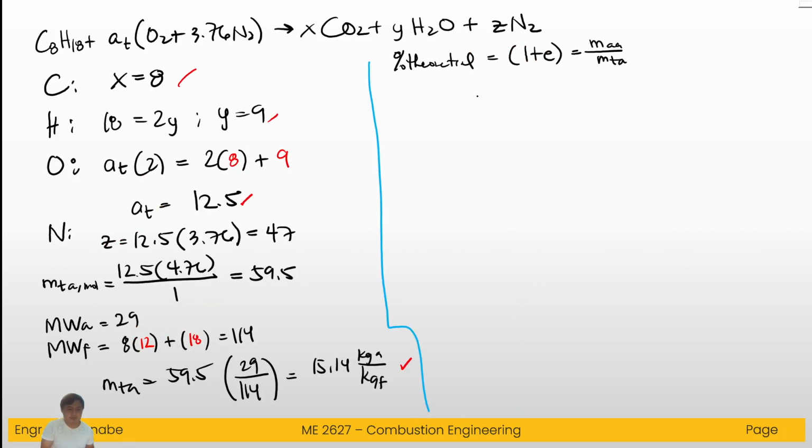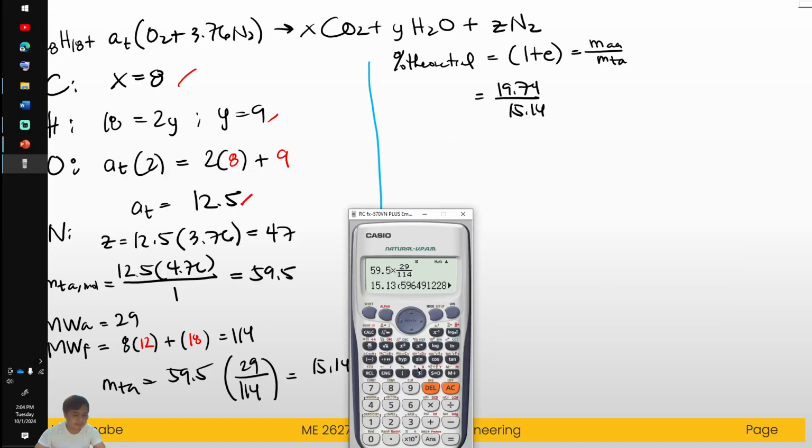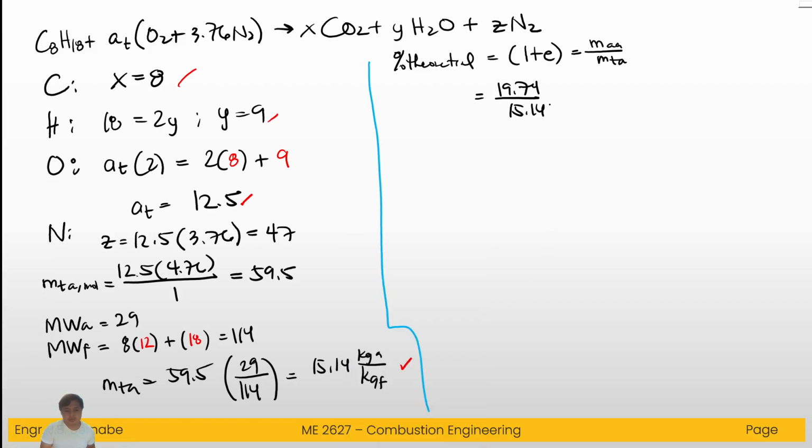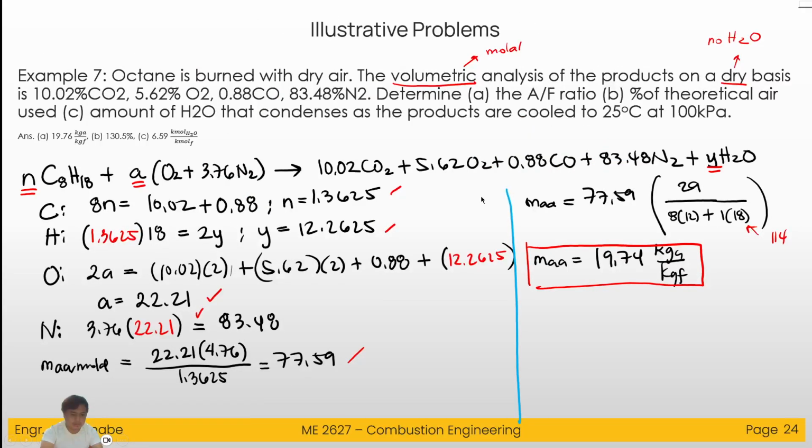So therefore, we just divide these two. So 19.74 over 15.14. Okay. So calculating this, we have 19.74 all over 15.14, and so we have 1.3038, no? So this will be basically in percentage, times 100. So 130.4%, no? Around that value. Okay. And then lastly, we have the amount of water that condenses as the product is cooled to 25 degrees Celsius.